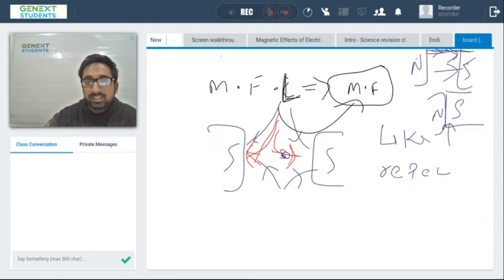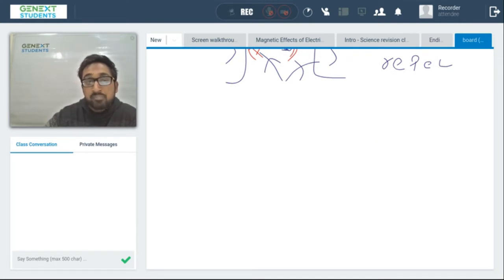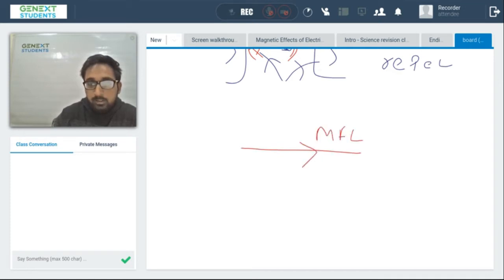Also, one more property of magnetic field lines: they do not intersect. If this is magnetic field line one, and let's say this is magnetic field line two, what is going to happen at this point of intersection?